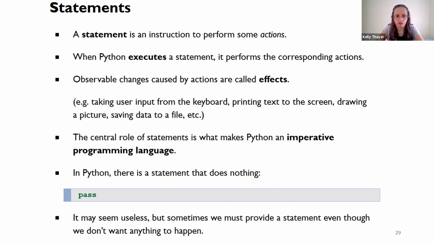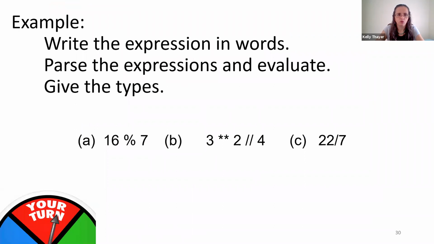In Python, there is a statement that does nothing, which seems a little bit strange. We have pass, and that statement is used as a placeholder. It may seem useless, but sometimes we need to provide a statement even though we don't actually want any action to occur. So what we might want to do is write some expressions in words and then parse the expressions and evaluate and give the type. So take a moment. This is similar to what we've been doing all along. So go ahead and pause and let's do a quick check on this.